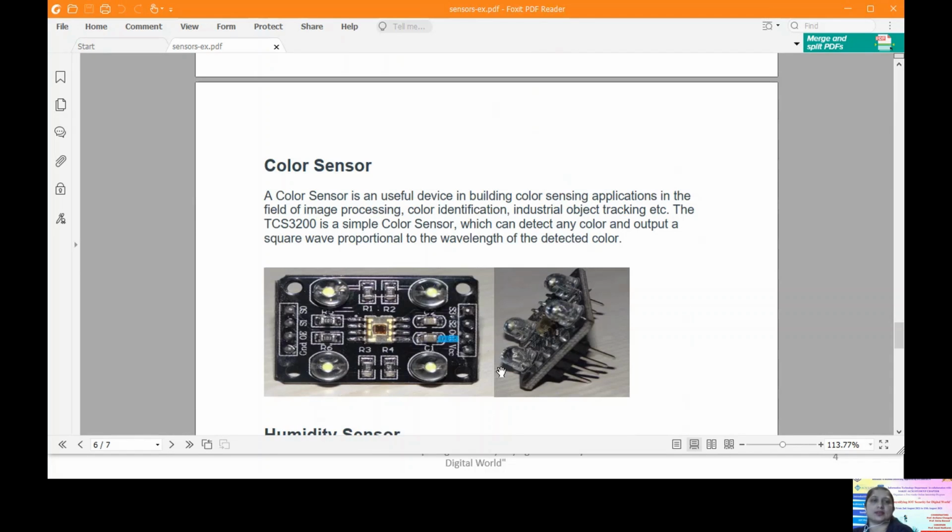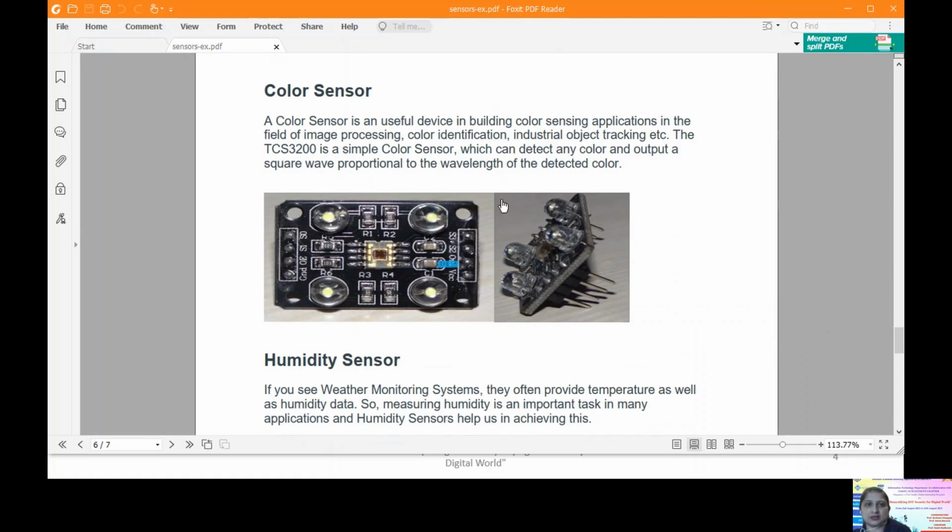Then next is the color sensor. The color sensor is a useful device in building color sensing applications in the field of image processing, color identification, and industrial object tracking, etc. A simple example of a color sensor is the TCS3200, which can detect any color and output a square wave proportional to the wavelength of the detected color. This is an image; the color sensor will look like this.